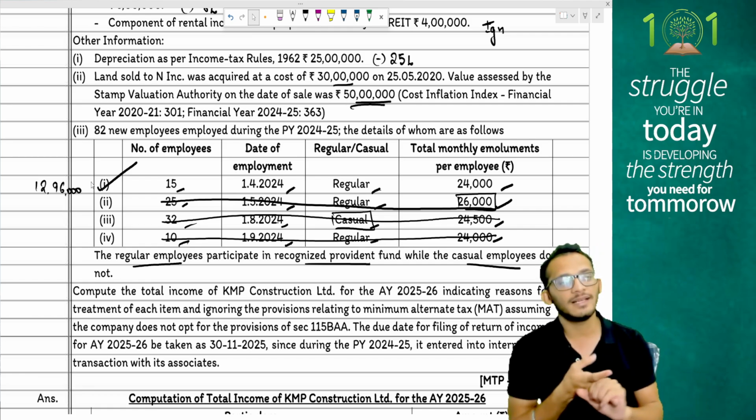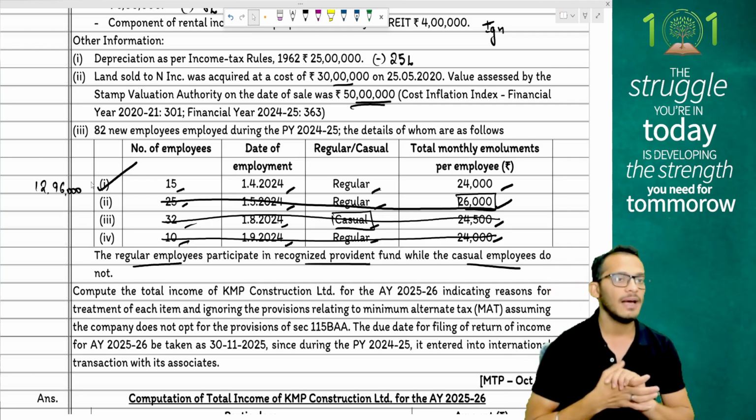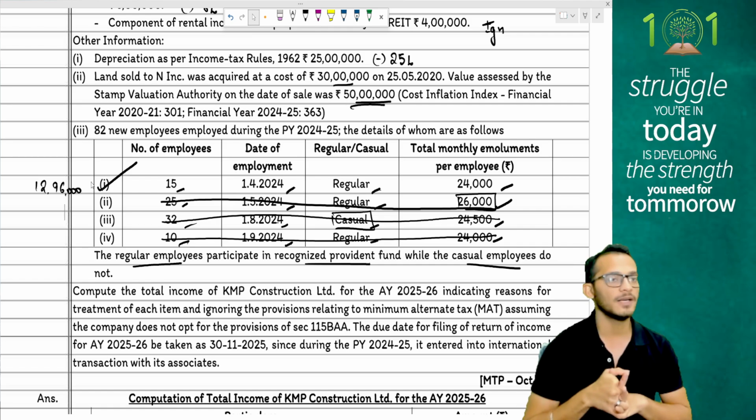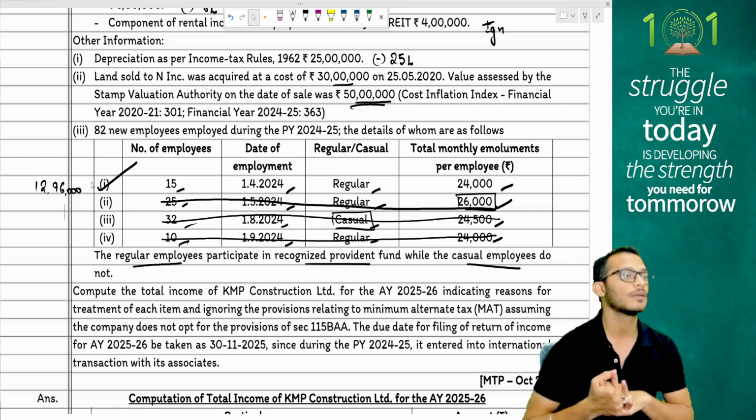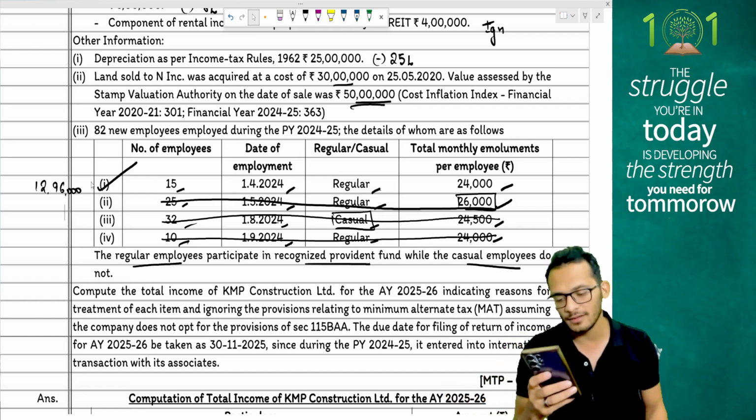The reason I'm asking you to do this is because the template has to be maintained properly. As we discussed earlier, when you have multiple heads of income, it's always better to have particulars with 3 columns. Go forward, particulars with 3 columns.